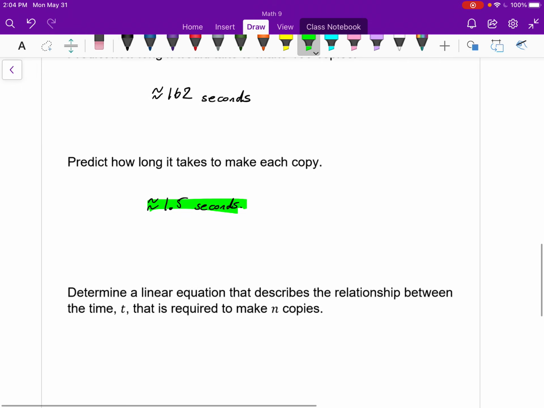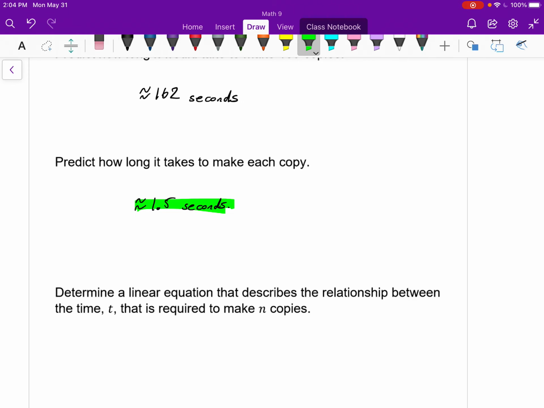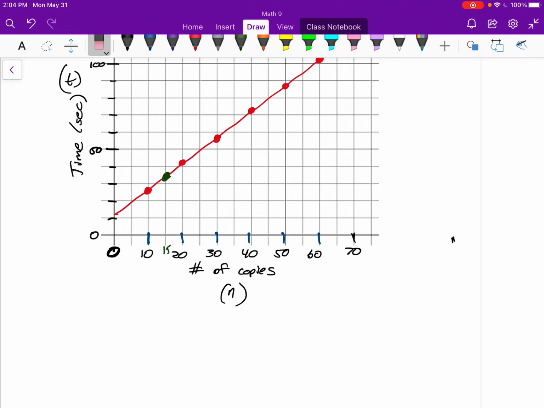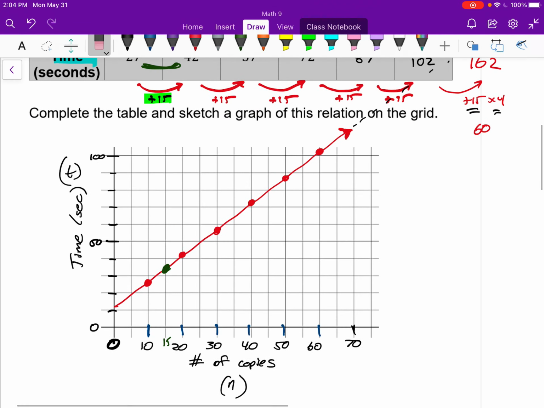And so, determine a linear equation that describes the relationship between time and the number of copies required, n copies. So t for time, n for copies. So if I look back at my graph, the number of copies, I can put the variable n here. I'll put t for time right here. Maybe I'll clean this up a bit. I got a bunch of stuff going on. Okay, so how can I find an equation for this?